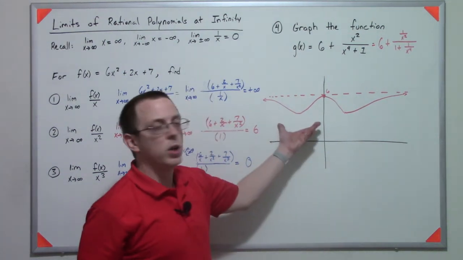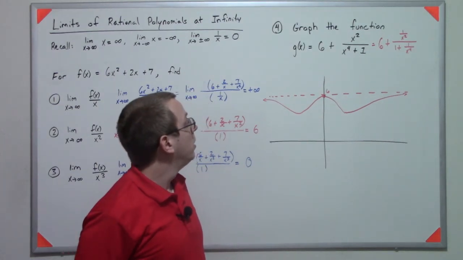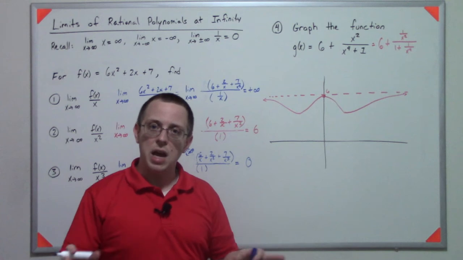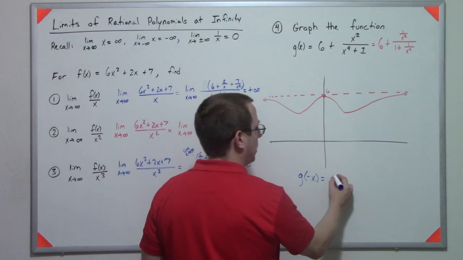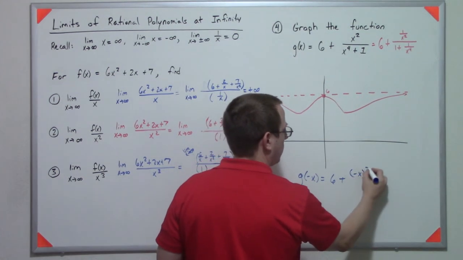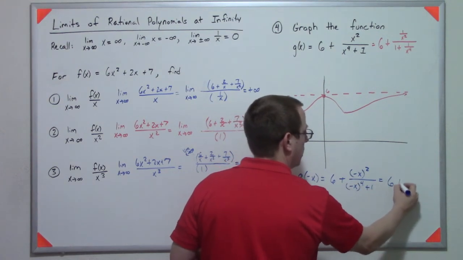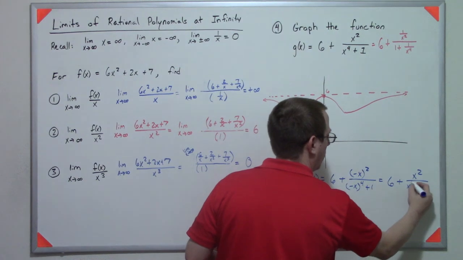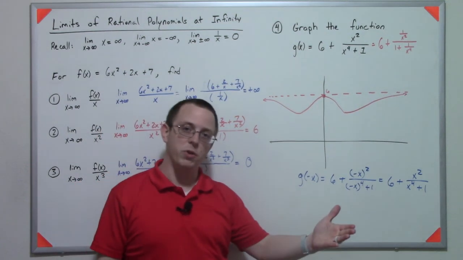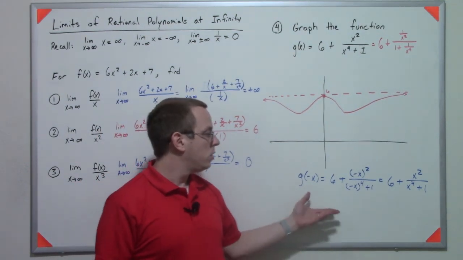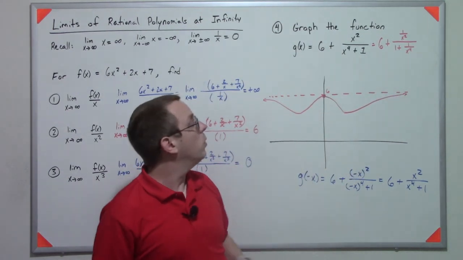And we get this behavior because it's an even function. We know it's an even function because if we plug in a negative value, we get the same function output as a positive value, right? If I plug in negative x, I get 6 plus negative x squared over negative x to the fourth plus 1, which is 6 plus x squared over x to the fourth plus 1. So I get the same function outputs for negative values as I do for positive values. As a result, I really only need to graph this side, and then I can reflect it over to get what this graph looks like.